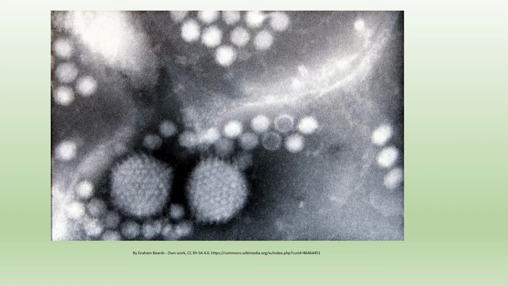This is an electron micrograph. Those little circles at the bottom that look like there's a bunch of things on the surface of them, those are the virus that we're talking about here, adeno-associated virus.